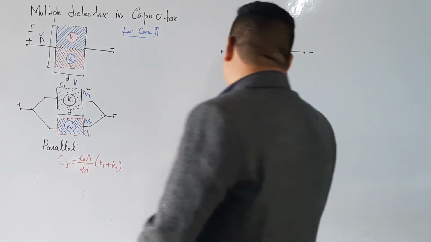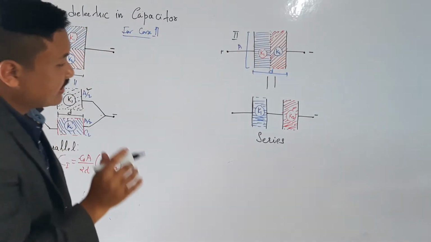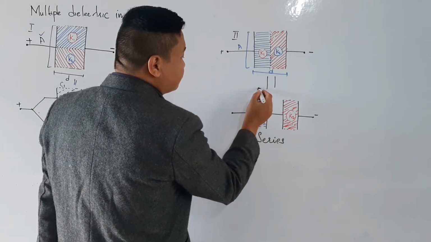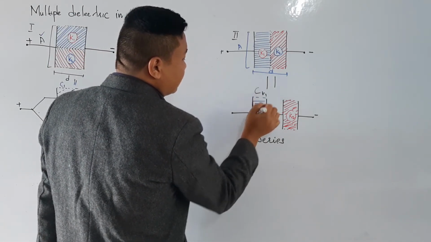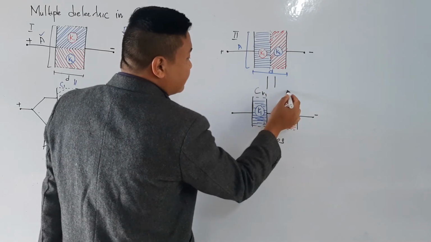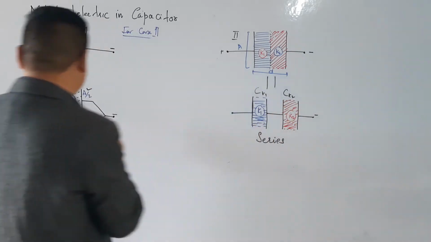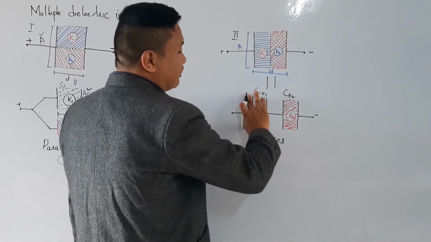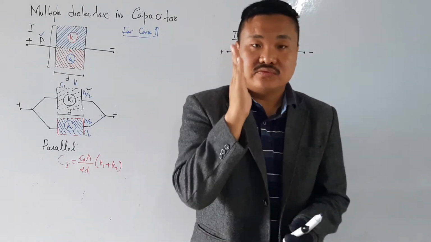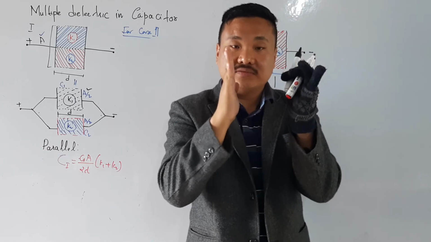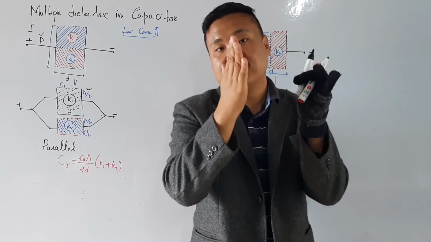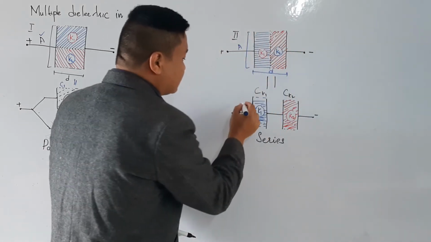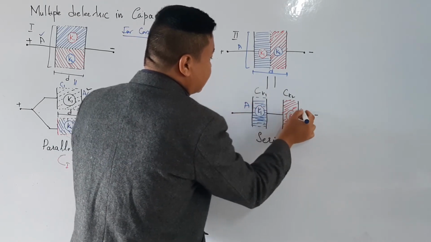Whenever I separate this, what will happen? This will become K1, because this is with K1, and this will become K2, same as this one. Let me go to the area. Will the area of the plate change? No, the area will remain the same. So this is my area, this is also my area.